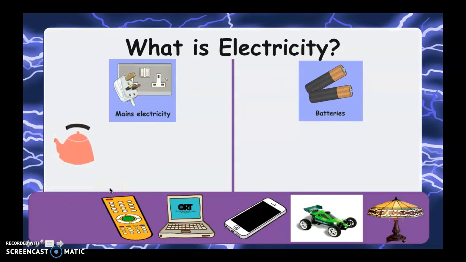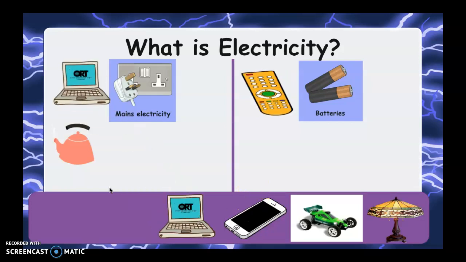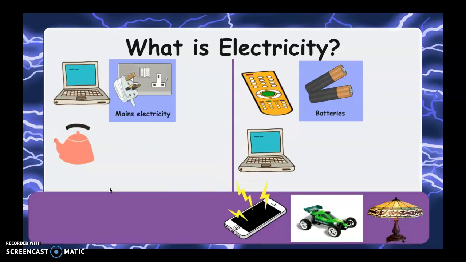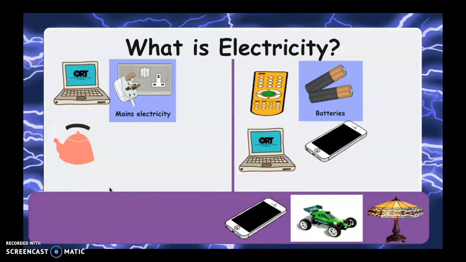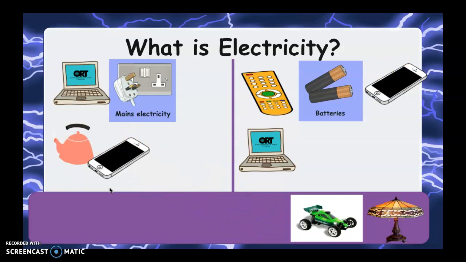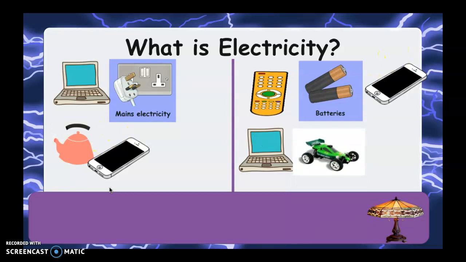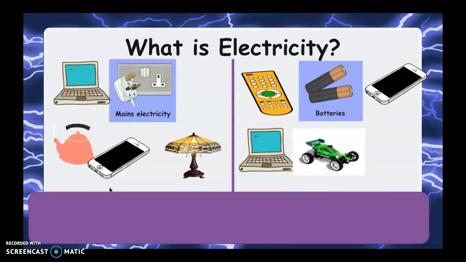Yes, kettle, you need to plug it in. It warms up water. Remote control, you put batteries in. Batteries will help the remote control to change the channels. Sometimes the computers, you can plug it in or you can just use batteries. Also, the cell phone or mobile phone, you can use batteries or you can plug them in. And the car, you use batteries to make it move. The toy cars, not the real car. Now the lamp, you have to plug it in. You plug it in to the mains electricity and the light will come up.